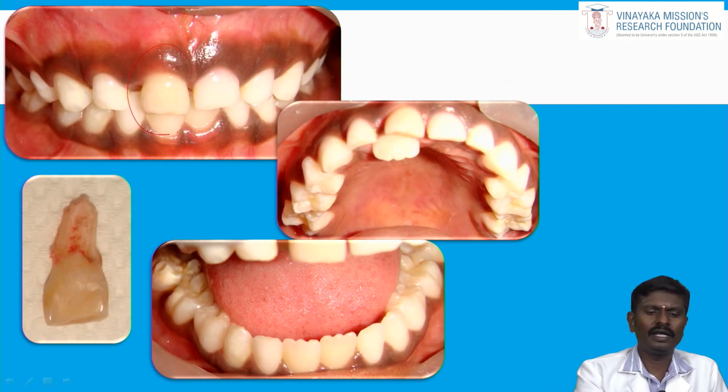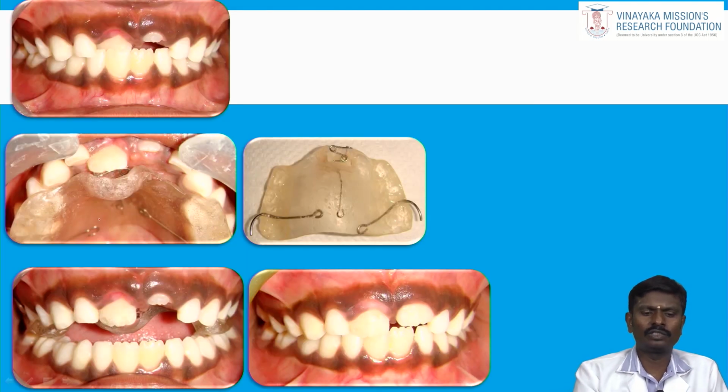If there is any retained deciduous tooth, what will happen to the permanent tooth? It will erupt palatally. So this is the extracted tooth. After you extract the tooth, the patient will be in dental class 3. To correct this dental class 3, you can give a Z spring. This also you can give as removable or fixed. Make a Z spring, activate it and give it to the patient. You have to instruct the patient how to wear it, how to remove it, how to clean it and how to maintain it. This is the treatment result after 20 days.